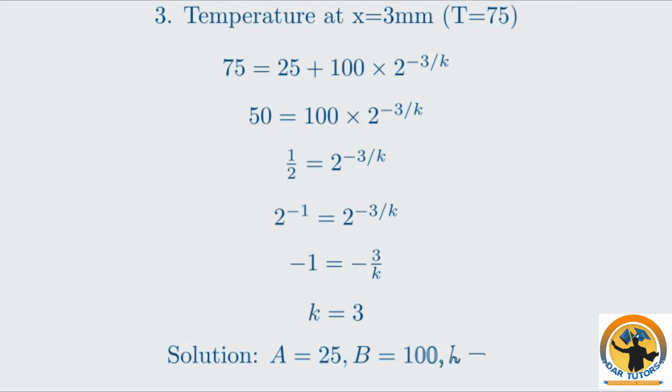This gives us the complete model for the temperature around the light bulb. This problem is a great example of how to use multiple data points to solve for the unknown parameters in an exponential model. Let's now introduce a very special mathematical constant, e. It's an irrational number, like pi, that appears naturally in many areas of mathematics and science.